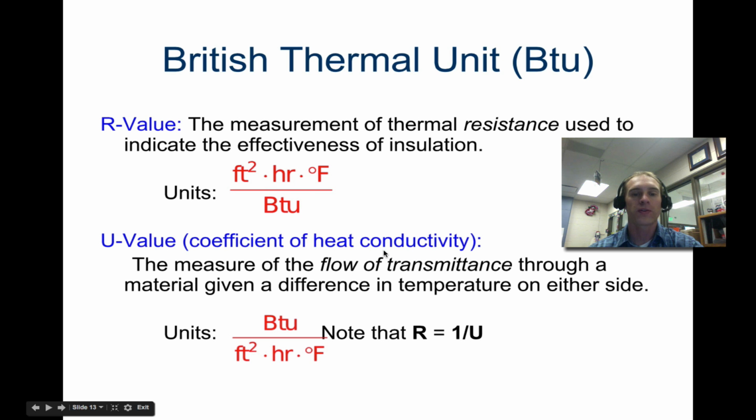U value is a coefficient of heat conductivity, and it's a measure of flow of transmittance through a material. And so it's essentially just the inverse. What you need to know to calculate U value is that you take 1 divided by the R value and that will give you the U value. 1 divided by the U value will give you the R value. So note both of those in your Google Doc, or even take a screenshot of this to help you with that.